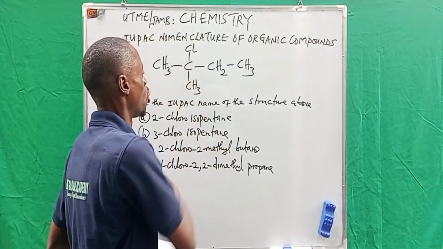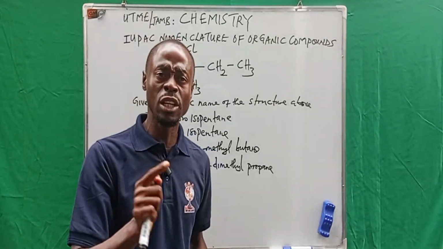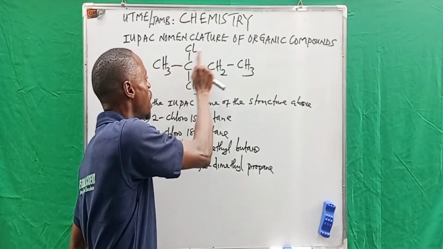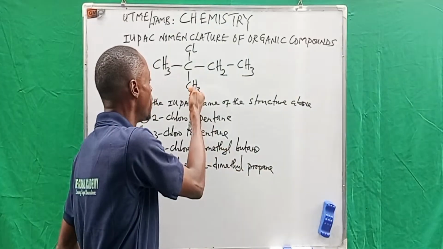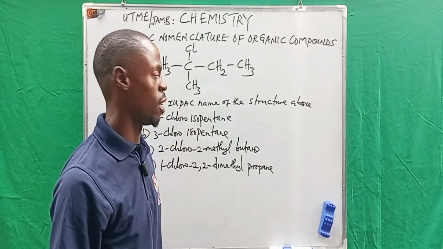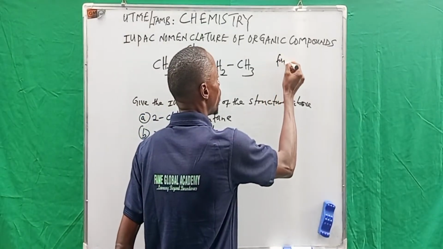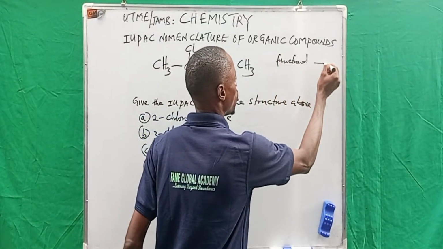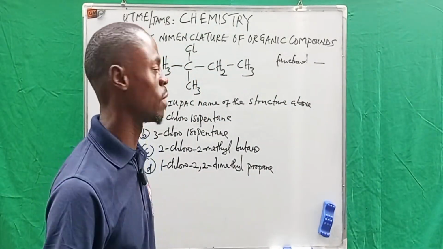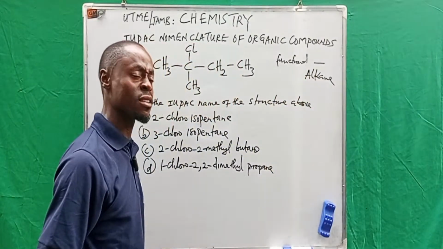Now look at this structure on the board. Let's try to locate the longest carbon containing chain. You can do this from any direction. You can do it from this end backward. You can equally do it from this end backward. Sometimes you can locate it from below, then sideways, or from the top, then sideways, as the case may be. Looking at this structure critically, you agree with me that the functional group in this structure is single bond. And the homologous family that has a functional group that is single bond is what we call the alkane family. Let's locate the longest carbon containing chain.